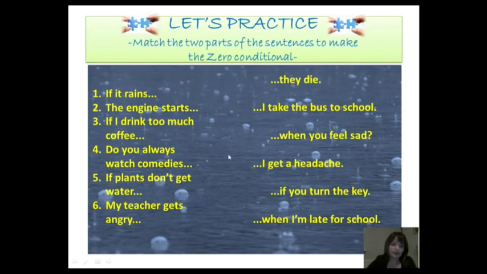On one side, you have the beginnings, and on the other side, you have the endings of the sentence.